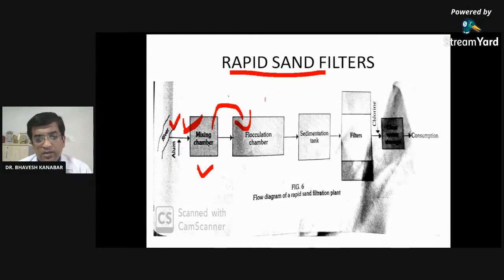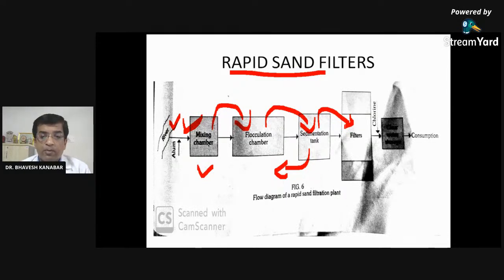Rapid sand filter itself is a different topic to be discussed in a different class, so I am going speedily with the steps. After the flocculation chamber, water is subjected to the sedimentation tank. As the name suggests, here water is allowed to sediment for 6 to 8 hours. The detention time is 6 to 8 hours, and sedimentation will result in the large heavy particles settling downward. After that, whatever sediment is received is drained from the lower part, and the water is subjected to the filter.